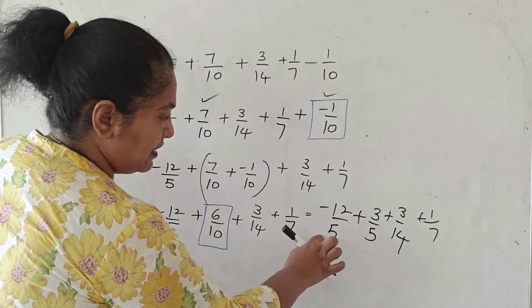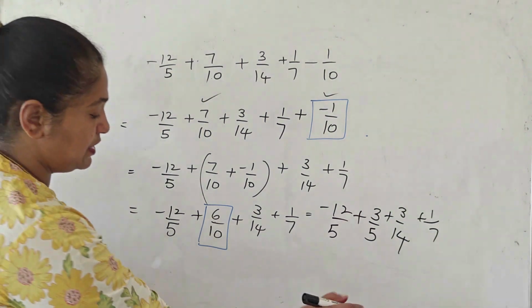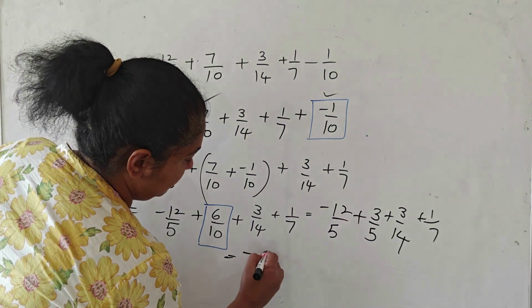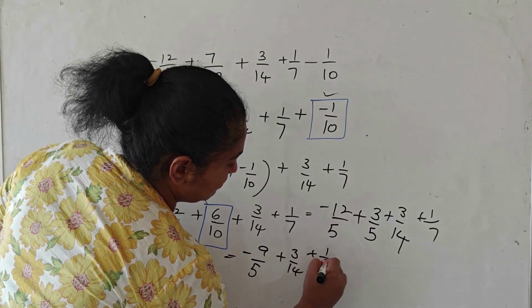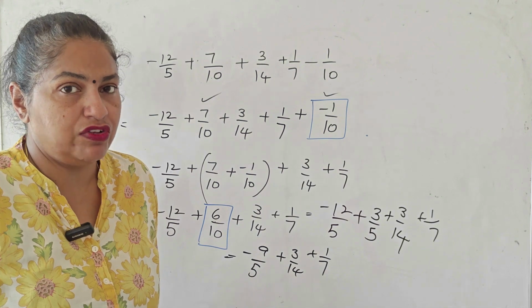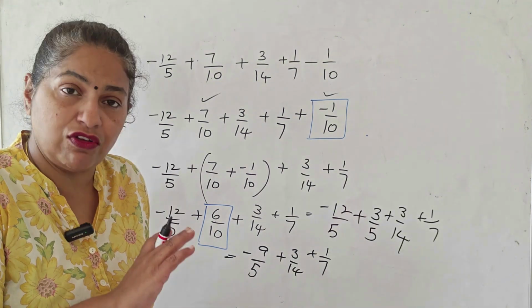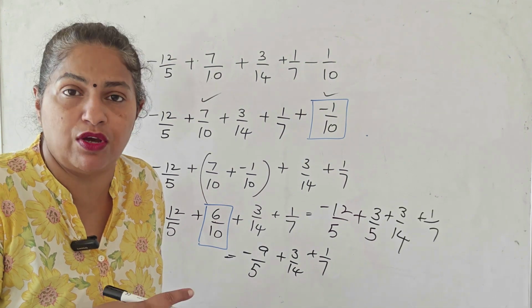Okay, now you can see that there is a minus 12 by 5 and 3 by 5 having the same denominator. So, I will get minus 9 by 5 plus 3 by 14 plus 1 by 7. Now, everything is in the lowest form. Additive inverse has already been taken. I cannot group any more numbers because none of them have the same denominators.